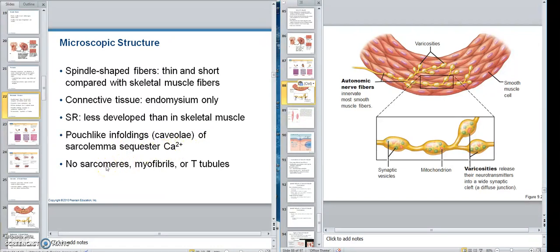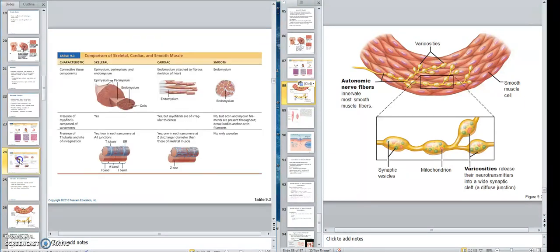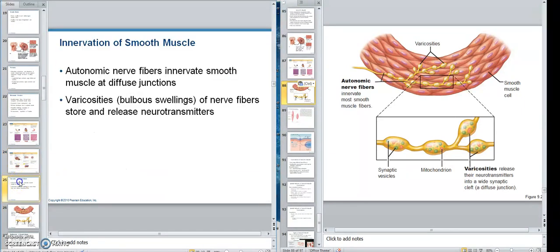No sarcomeres, remember, because we don't have the myofibril. Don't have myofibrils, and you don't have T-tubules. The T-tubules, remember, help to bring the action potentials in so you can do the calcium. You don't need that. Okay, let's go further. So we have that. Here's this. Don't need that. Okay. Autonomic nerves. Now, instead of the neuromuscular junction you had in skeletal muscle, you have these varicosities, these bulbous endings that go all up in there.